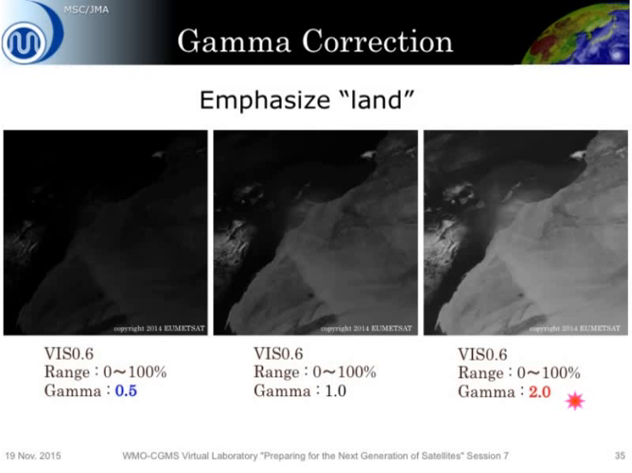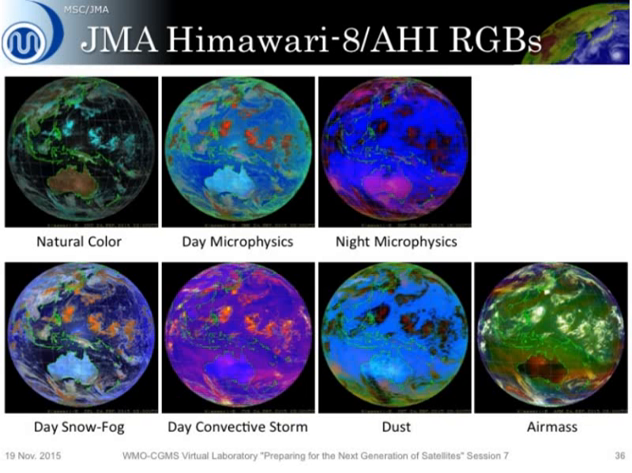You can see the change in the look of the land surface, which you can't see without adjusting the gamma value. We have made these RGBs based on the EUMETSAT method, but the parameters are slightly changed.